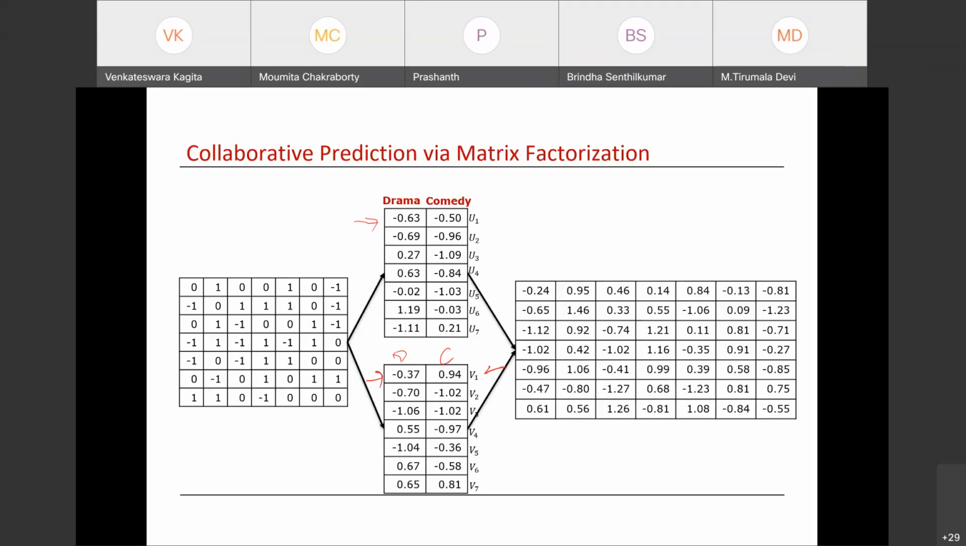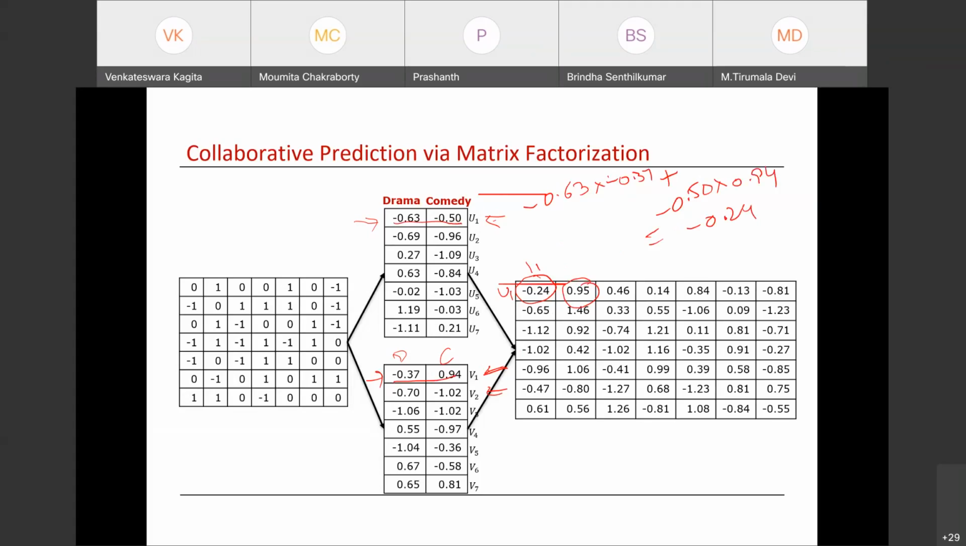So we are multiplying them together and getting the original preferences. When I multiply this U1 with V1, I would get this entry, the rating that user 1 gives to item 1. When I multiply U1 with V2, I would get this entry, right? Did you get my point? So this and this, take the dot product. Minus 0.63 times minus 0.37 plus minus 0.50 times 0.94. So you would get minus 0.24.